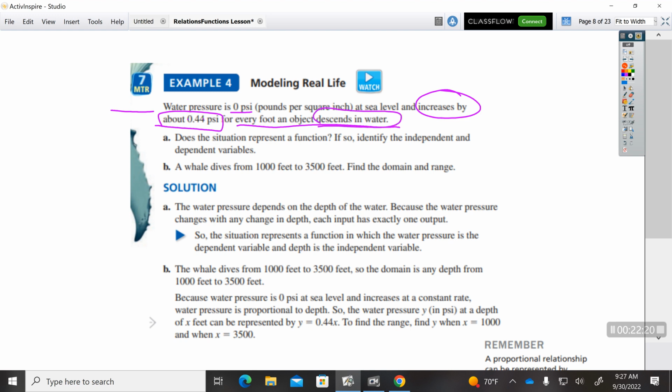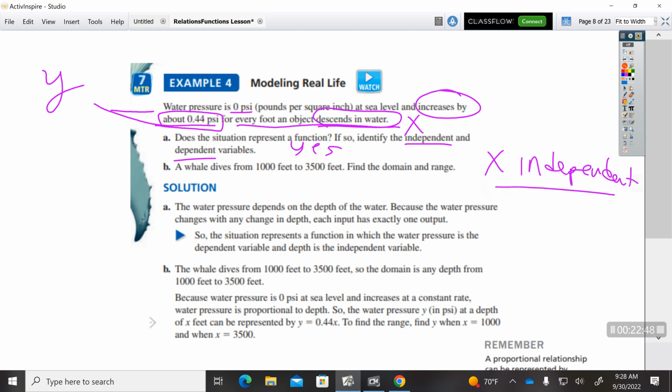So things going into the water has to be your X value, which means the PSI has to be your Y value. So the first question here is, does it represent a function? That's a yes, but independent and dependent. Which letter is your independent variable, X or Y? X. X is always the independent variable. And Y is going to be your dependent variable. Are you with me so far?